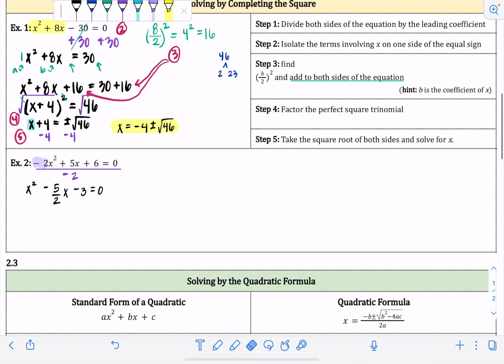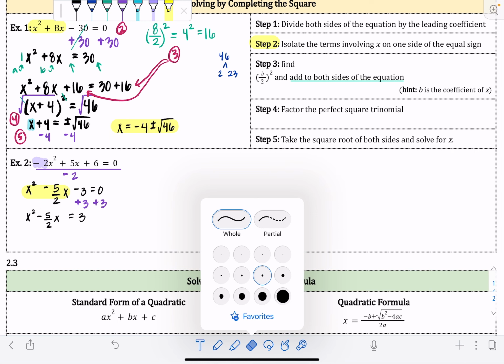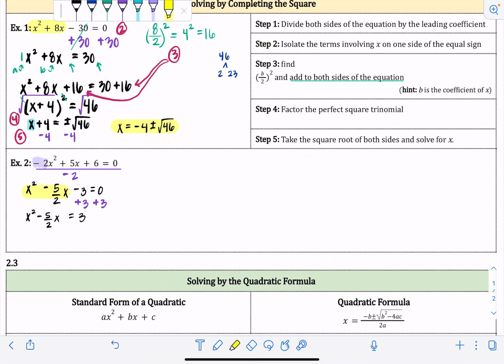Okay, so step 2 is to isolate the terms involving x on one side of the equal sign. The terms that involve x are these two, so I want to get those two by themselves. In order to do that, I'm going to have to add this 3 over. So then I have x squared minus 5 halves x equals positive 3. And then from there, I can move on to step 3.